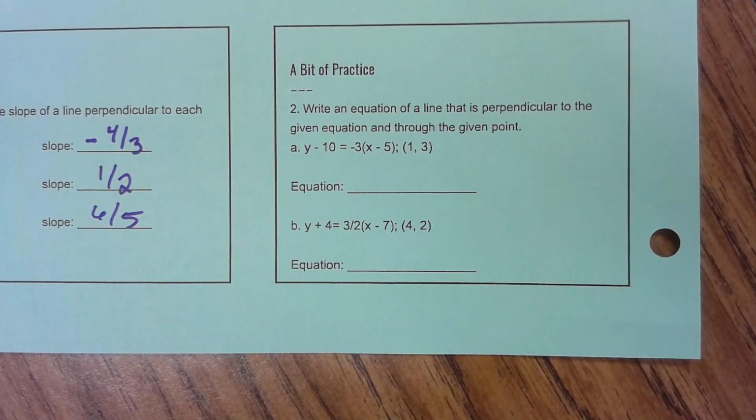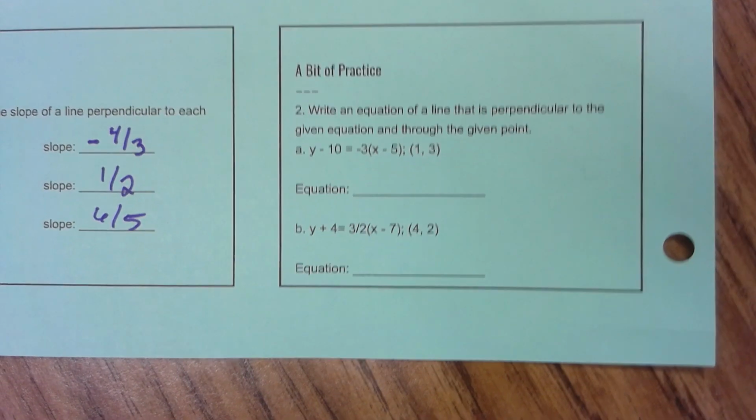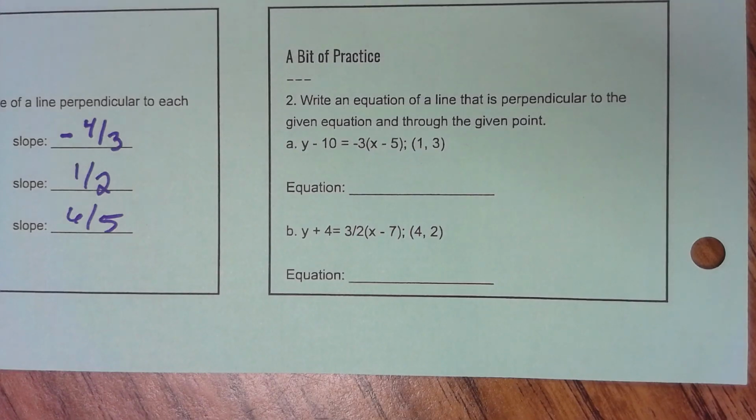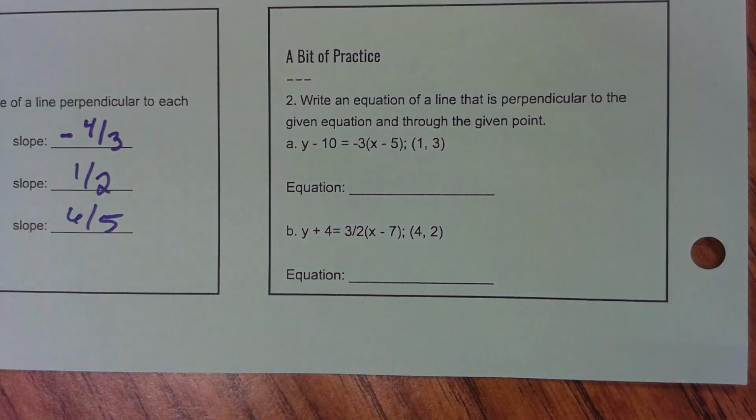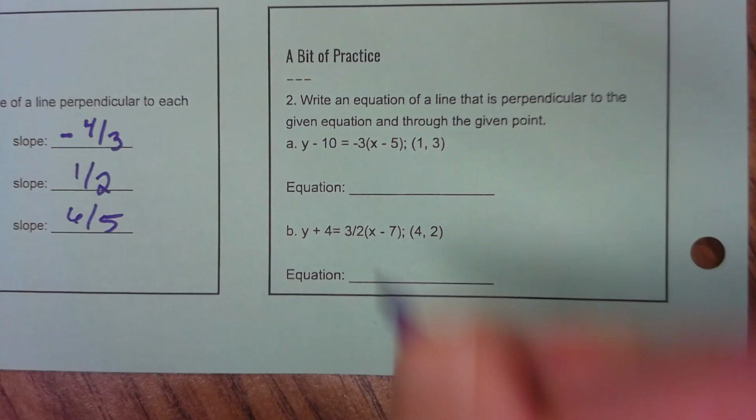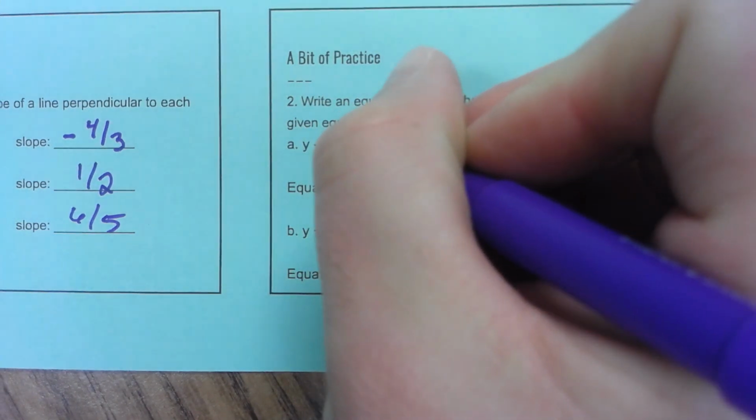All right, next thing we're going to do is take that, but then we need to make sure that it passes through the given points. So there's a little bit more that we have to do here. I'll do A, I'm going to have you all do B. So it says write an equation of a line that is perpendicular to the given equation and passes through the given point. So in the equation, the only thing I care about is the slope itself.